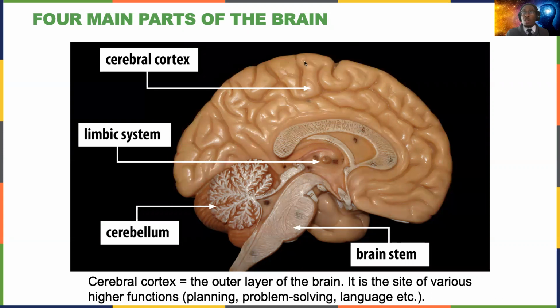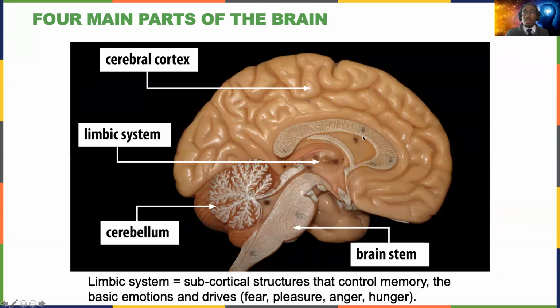The next major area of the brain is the limbic system. The limbic system is a collection of brain structures right here in the middle of the brain, located beneath the cortex. So they're called subcortical structures that are involved in things like memory and basic emotions.